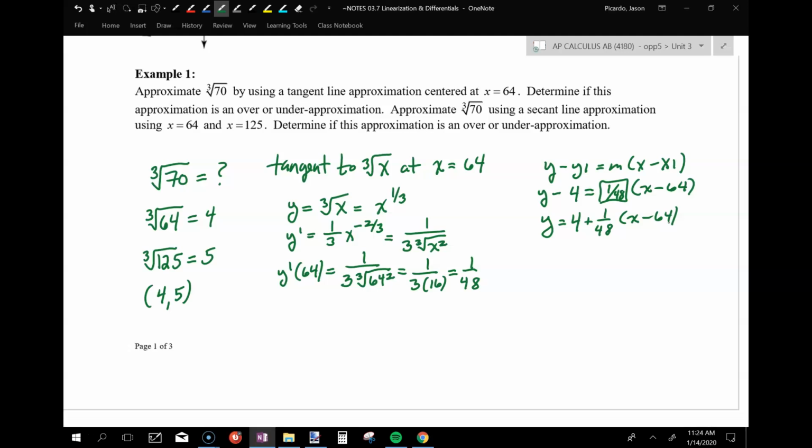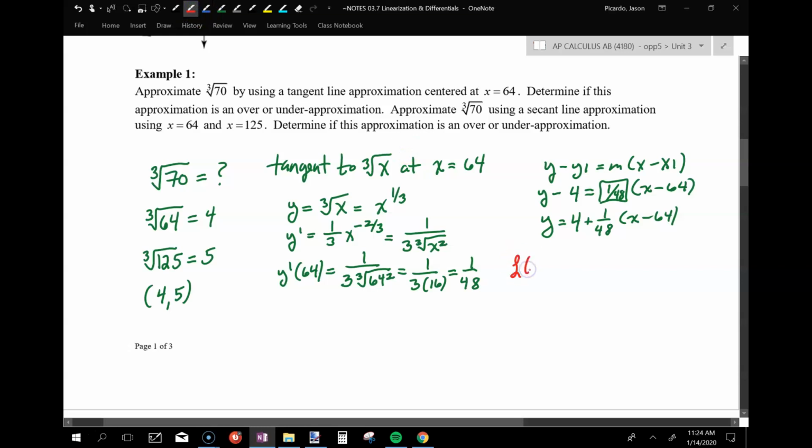Okay, here's where I'm going to introduce kind of a new idea. What I'm going to do is call this L of x. And what L of x stands for is the linearization of f of x. So we linearized f of x, and we did so at x equals 64. Are we okay with that? So the linearization is this.